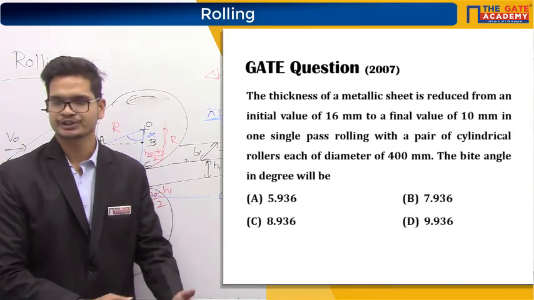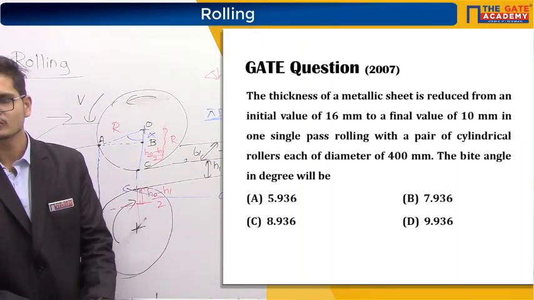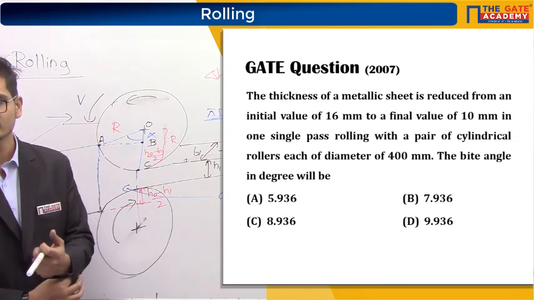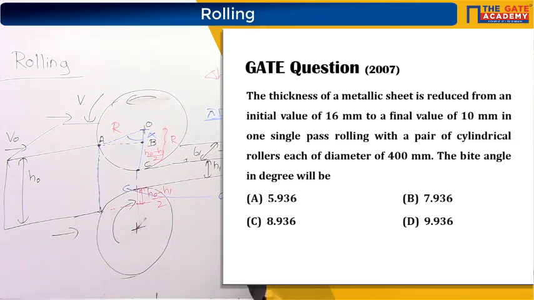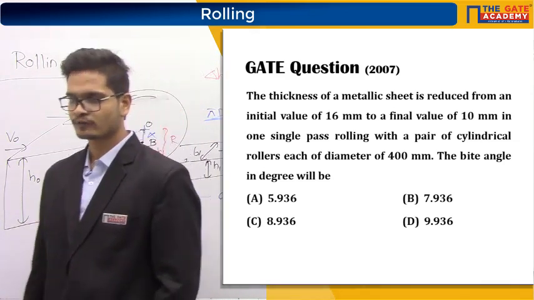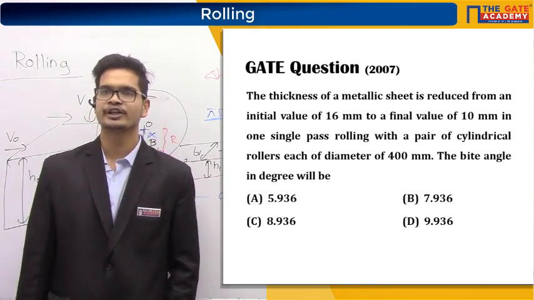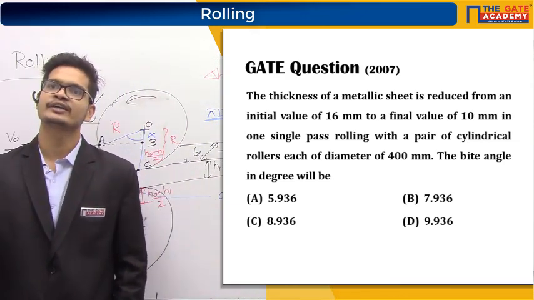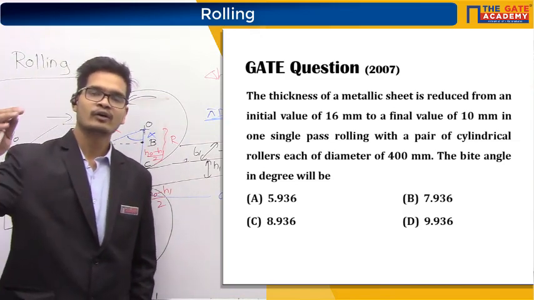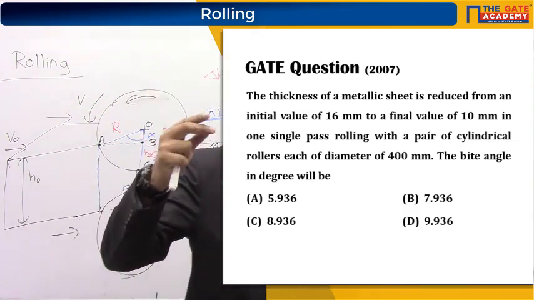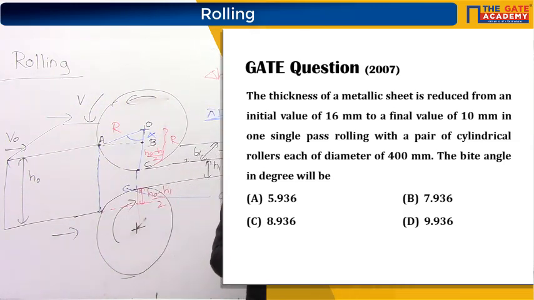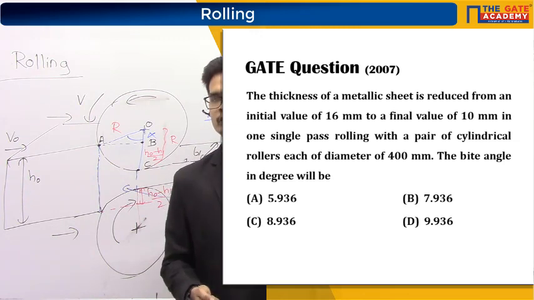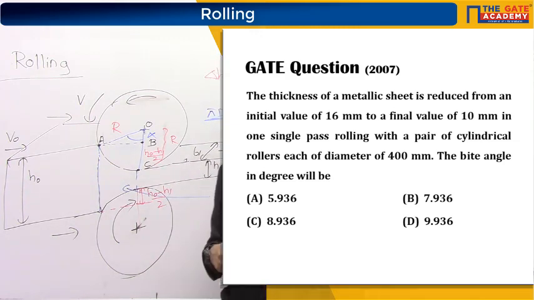Okay. Try this question. The thickness of a metallic sheet is reduced from an initial value of 16 mm to a final value of 10 mm in one single pass rolling, with a pair of cylindrical rollers, each of diameter 400 mm. Why is greater area reduction possible in hot rolling compared to cold working? Always in hot working you will get higher reductions because the ductility is more, the strength is less, the hardness is less.